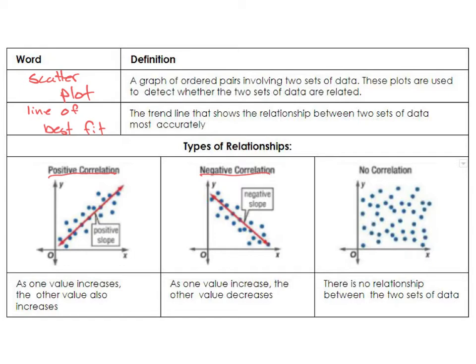value decreases. And then lastly, there is no relationship between the two sets of data if you just have points that are all over the place. We don't really see any type of line that could be drawn through there. Problem is you could draw it this way, this way, this way, any direction. Where the other two have a pretty distinct line that you can see going up or down.